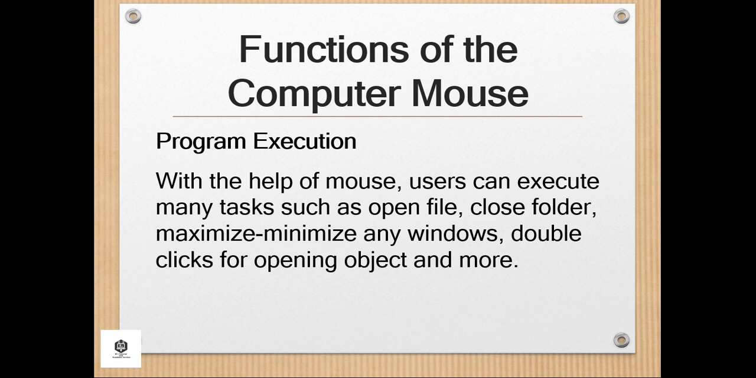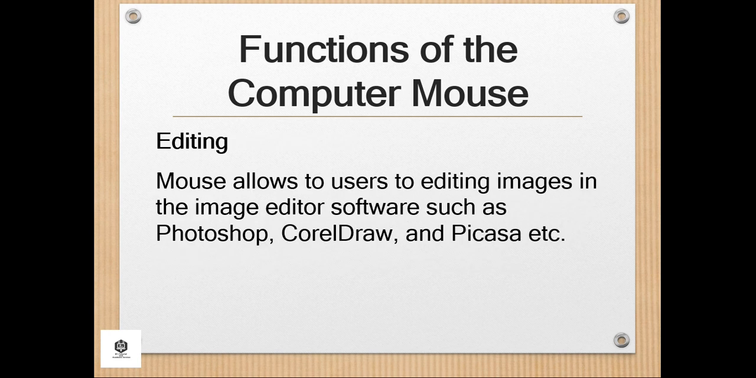Program execution. With the help of the mouse, users can execute many tasks such as open file, close folder, maximize or minimize any windows, double click for opening an object, and more. Editing. The mouse allows users to edit images in direct image editor software such as Photoshop, CorelDRAW, and Picasa.